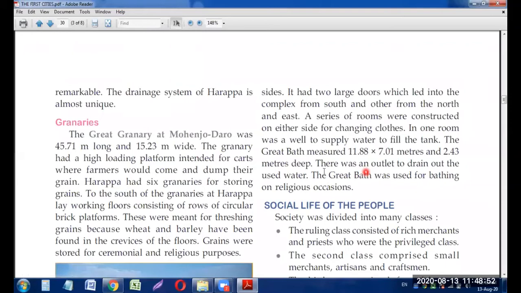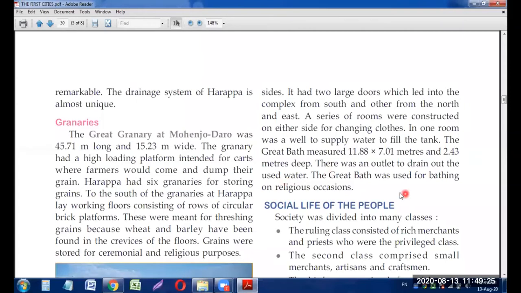Now you can see there was an outlet to drain out the used water also. See how clever these people were, that they had an outlet also, so that the wastewater, the used water, can be thrown out from the bath, so that they can fill the tank once again with fresh water to have a fresh bath. So really they were very clever, and we have learned and we are learning from them a lot. We have also created a lot of baths after learning from them. So there was an outlet to drain out the used water also. Really great minds they had.